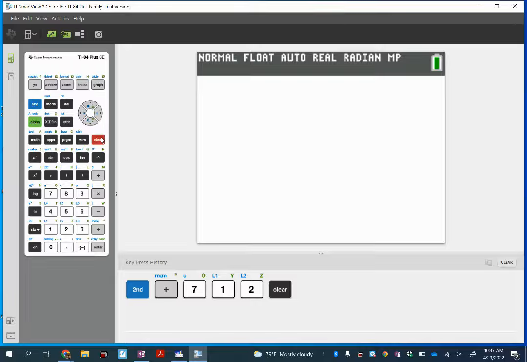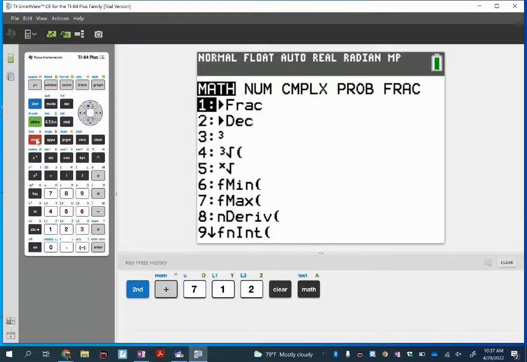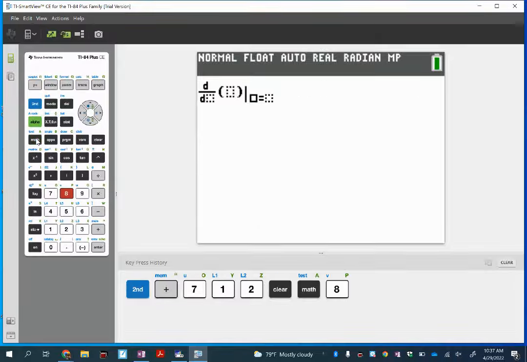All right, click math. Click math. And then go down to number, what did I say, derivative? Number 8. Number 8 is the derivative. Come on screen. There it is. See number 8? Number 8 is derivative, so hit number 8. And we're going to type it in.